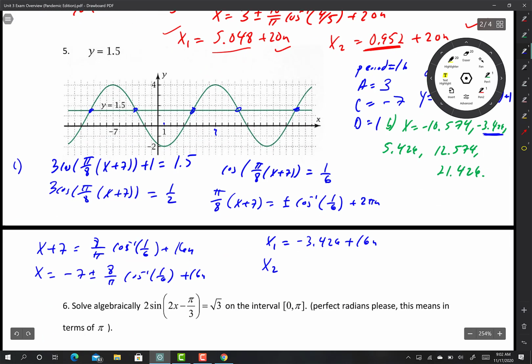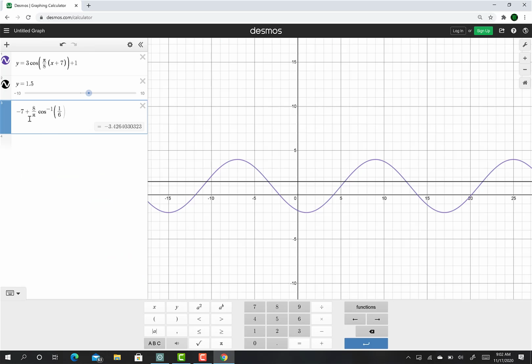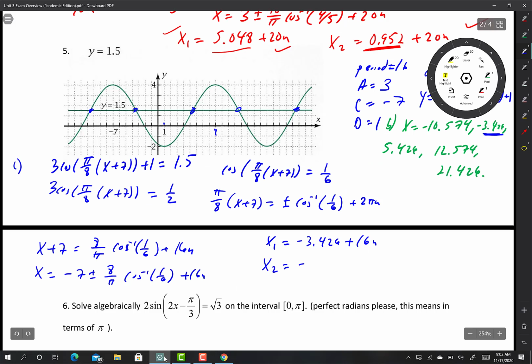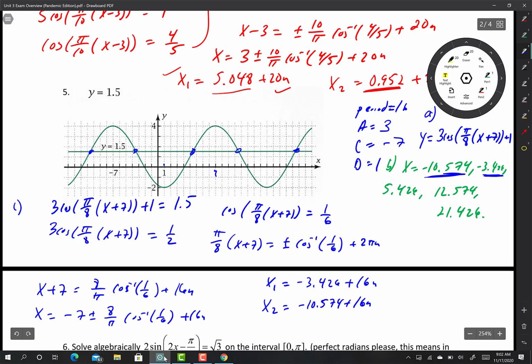And then my second equation, instead of a plus, I'm going to do a minus, guys. So I'm going to get rid of that plus. I'm going to put a minus. -10.574. So come back. -10.574 plus 16n. And notice here's the -10.574.